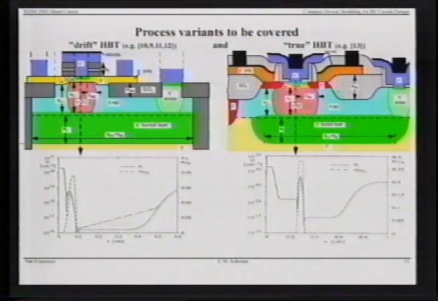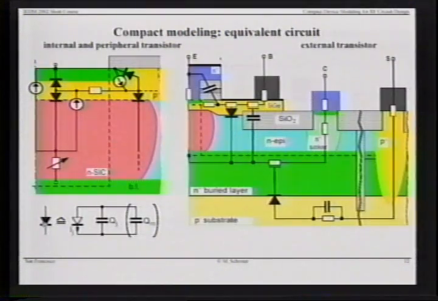And you can imagine that looking at the cross sections, the structural differences force some differences in the scaling equations on the one hand, but also the differences in the vertical profile lead to some different effects in these transistors, and we have to cover them all and capture them in transistor models.